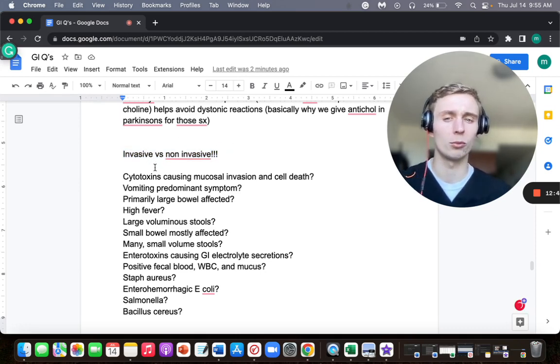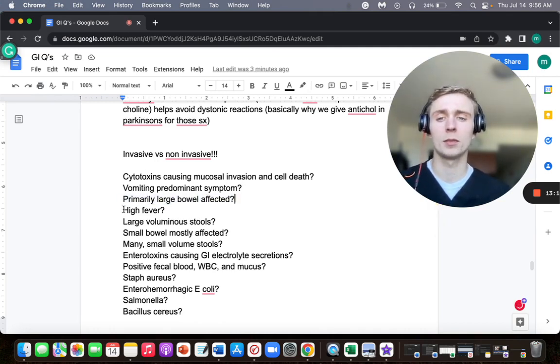They might give you a vignette with some of these symptoms. And you should know what the cause is, and how you can know that is based on if it's invasive or non-invasive. Okay, so first one, cytotoxins causing mucosal invasion and cell death. Which one is that? Vomiting as the predominant symptom. Which one is more likely to just have vomiting as a predominant symptom? Primarily affecting the large bowel.